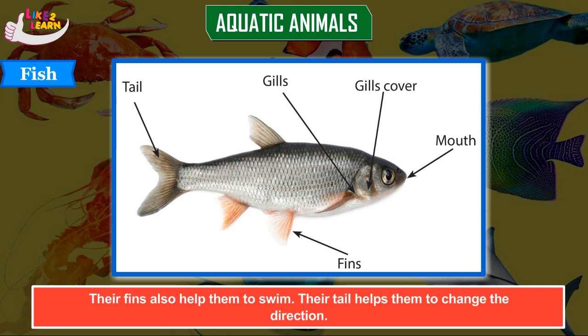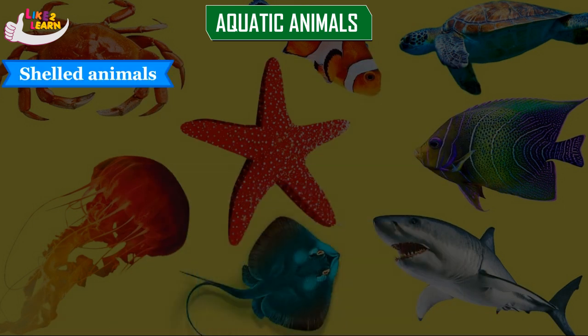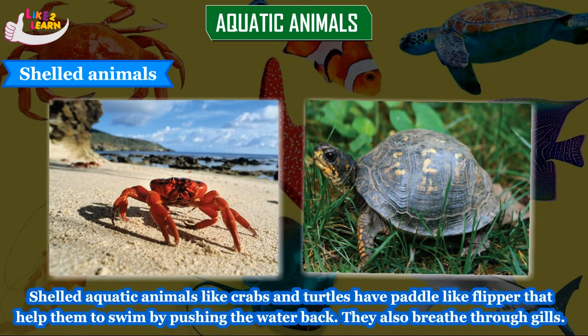Shelled animals. Shelled aquatic animals like crabs and turtles have paddle-like flippers that help them to swim by pushing the water back. They also breathe through gills.